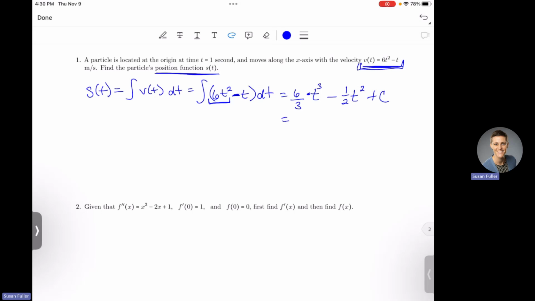And then we can simplify this if you like. 6 divided by 3 is 2. So this is 2t to the third minus 1/2 t squared plus c. That's my s of t, my general antiderivative function.